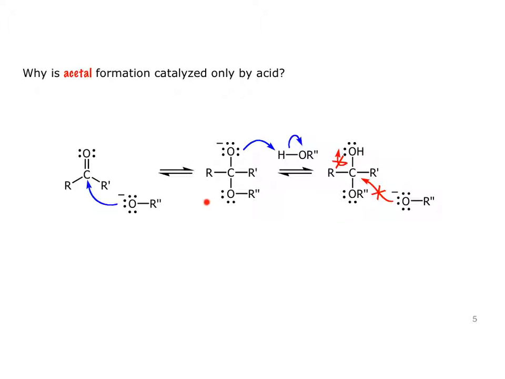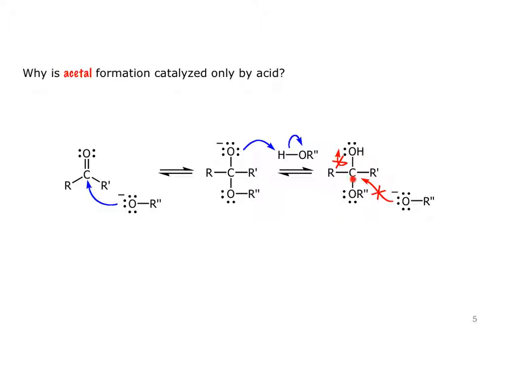That would lead to this structure. So this is the alkoxide, negative charge here, and that can be protonated by more of the alcohol, which gets us to the hemiacetal. But now we have a problem. In order for the hemiacetal to react further and become an acetal, somehow or another we need to get rid of this hydroxyl group. And under basic conditions, we can't get rid of it.